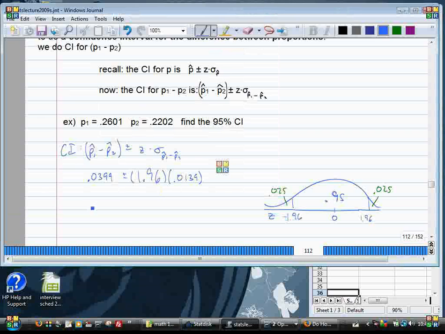And there's the Z value. And now it's just arithmetic. 0.0399 plus minus. Let's figure out what this is. Oh, and this is 0.0272 when you multiply it. And then you add and subtract. And you get 0.0127 and 0.0671. And that's your 95% confidence interval.